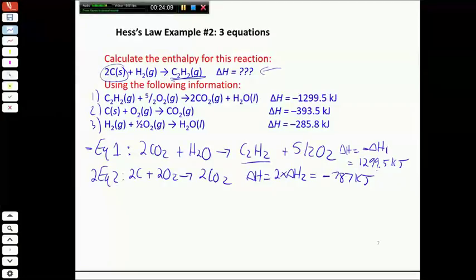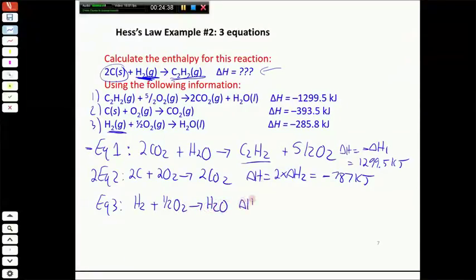And then finally, the last thing we have to do is we see that the last reactant in our chemical equation that we're trying to solve for is H2. H2 only appears in the third equation. It's already a reactant in this third equation. It already has a coefficient of 1. So again, we don't have to modify this third equation. We're going to keep it the same. And then because we kept the equation the same, we don't change the value of delta H at all. It's still that same minus 285.8 kilojoules.